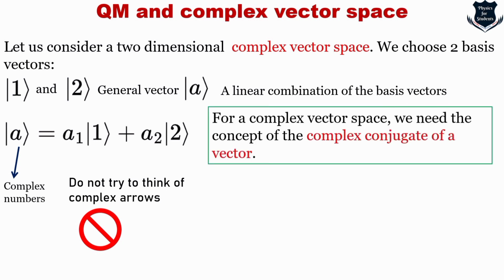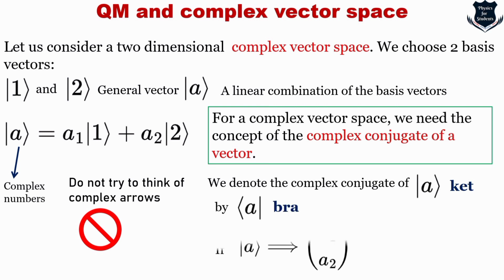Now, for a complex vector space, we need the concept of the complex conjugate of a vector. If you really don't know what a complex conjugate is, go back to my first two, three, four lessons in this series on quantum mechanics mathematics, and you will understand. We denote the complex conjugate of this ket with what is called a bra vector. If A is equal to a1, a2, then we write it like this, so the row and the column interchange. Don't worry about this; the stars are basically the complex conjugate. I will be explaining bra and ket notation further; this is just to give you an idea.